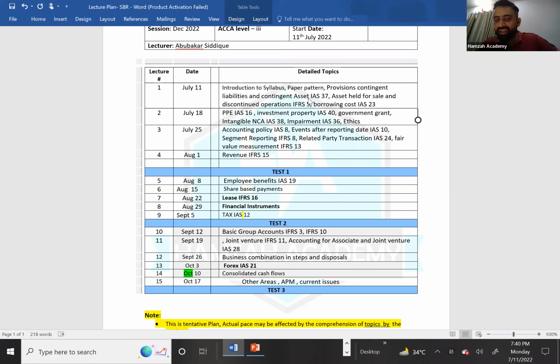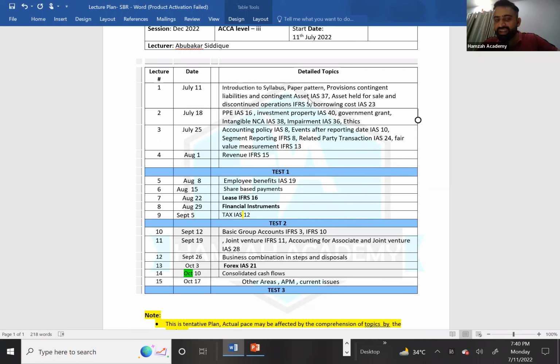Then we have financial instruments, IAS 32 and IFRS 9. A little bit we have studied at FR level. We are going to study complete financial instruments. It is quite a complex and technical area, one of the technical areas of the SBR paper. Then we have tax, IAS 12. In this standard, we will learn about the accounting for taxation, including current tax and deferred tax. A little touch has been given at FR level, but in detail, we will study it here at SBR level.